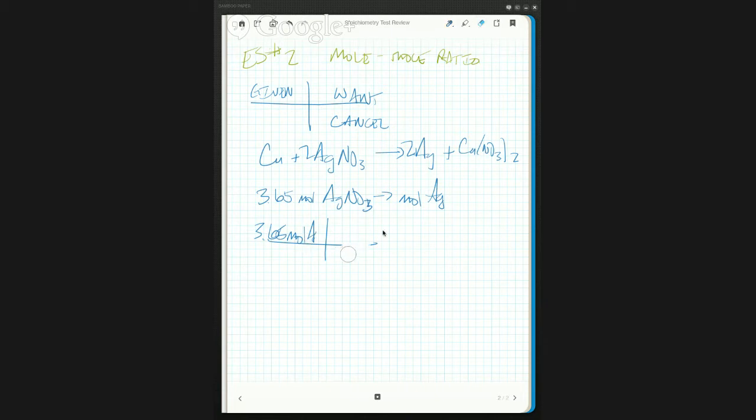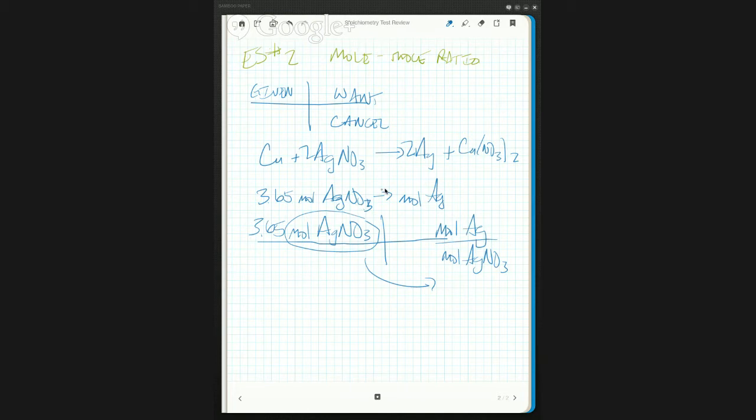Oh, this is not enough room. Sorry. Let's try this again. AgNO3 is so long. 3.65 moles of AgNO3. And remember, we want to cancel the units. So these are going to loop down here. We've got moles of AgNO3 on the bottom and moles of Ag on top, because that's what we want. And so we look at the coefficients on the balanced chemical equation, because that's where those numbers come from, 2 and 2. 2 moles of AgNO3, 2 moles of Ag.